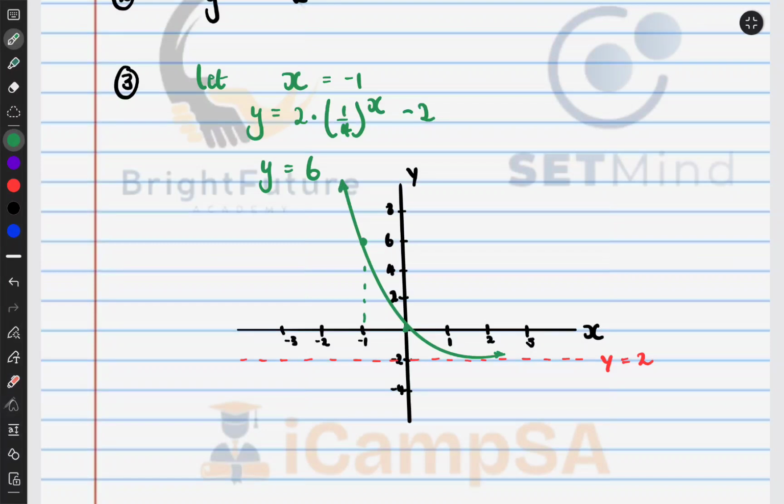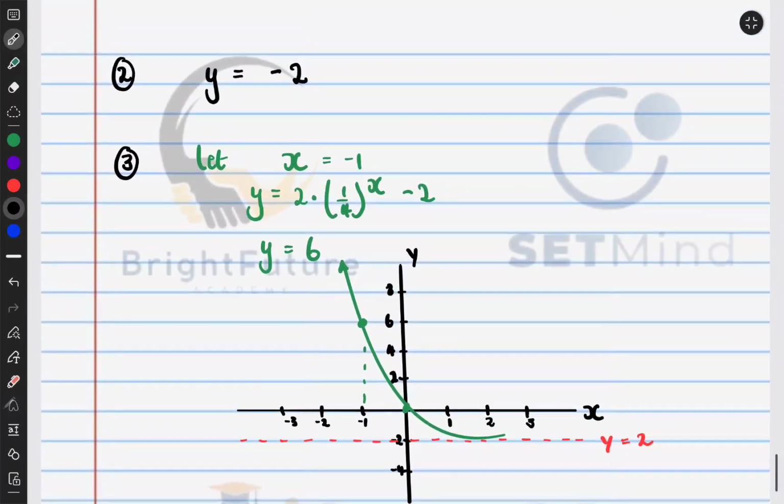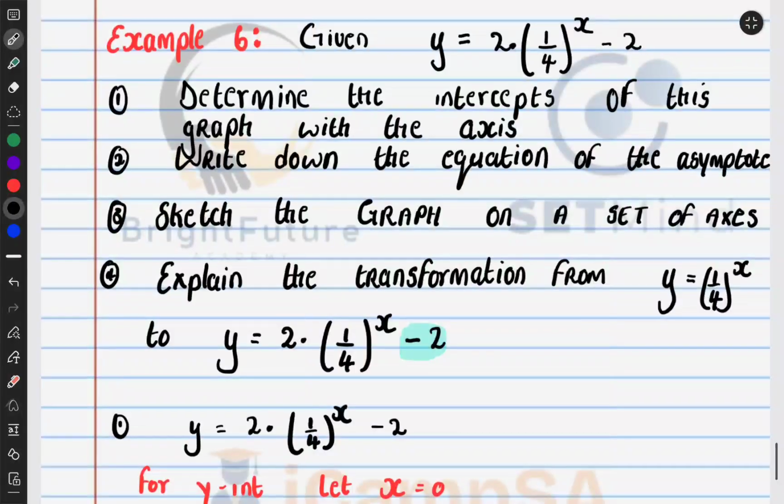And that is our function. Okay, that is how our function will come out.